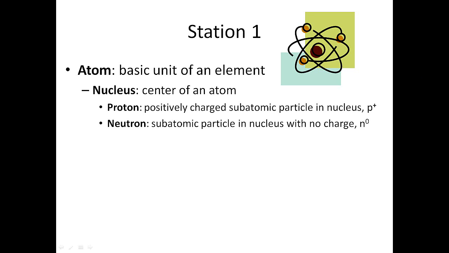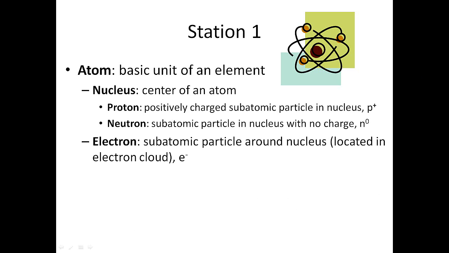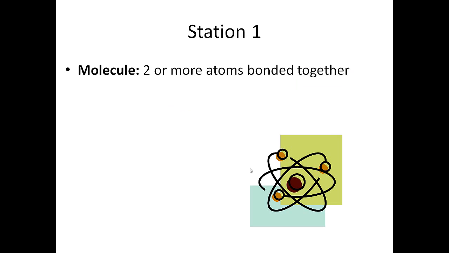So there are two different kinds of particles located in this nucleus, and different amounts of each depending on which element we're looking at. Around the nucleus we have the electron cloud, and that's represented out here by these black lines with the little brown circles rotating around. The electron cloud is where we find electrons. An electron is a subatomic particle around the nucleus located in the electron cloud, and we abbreviate it E negative or E minus. When we take two or more atoms and put them together, we get a molecule.